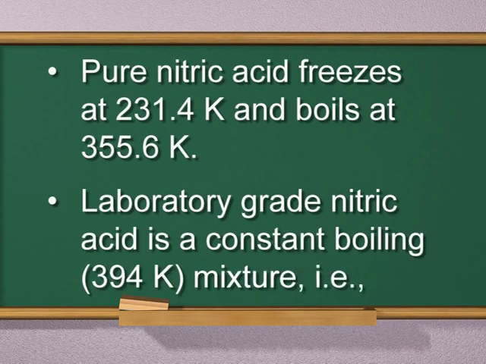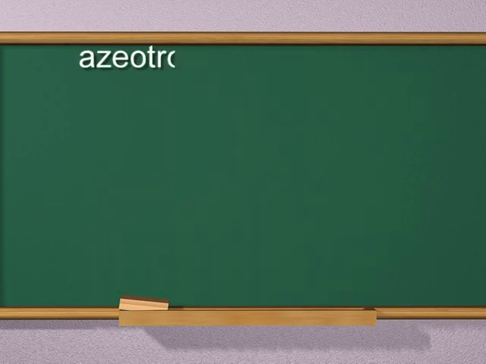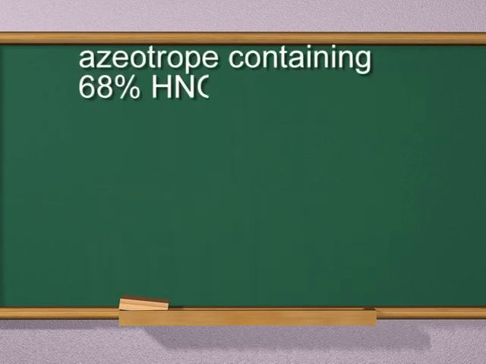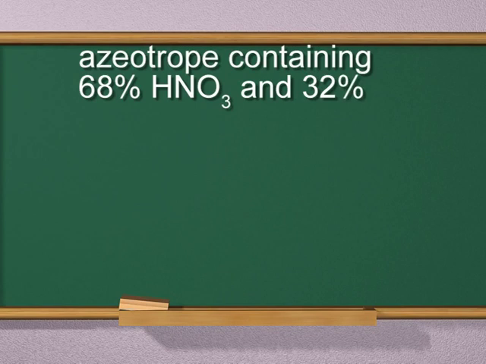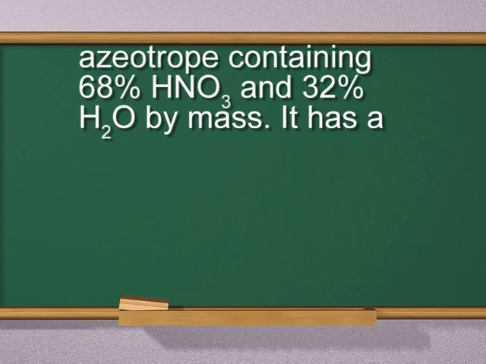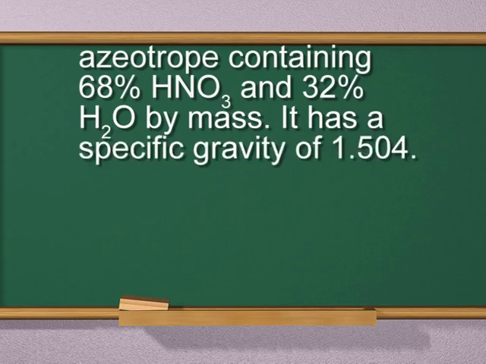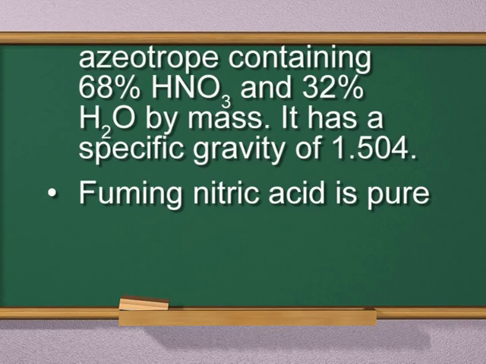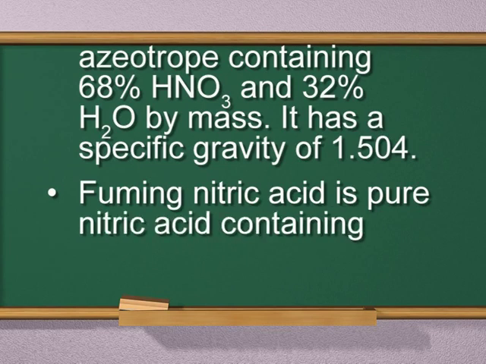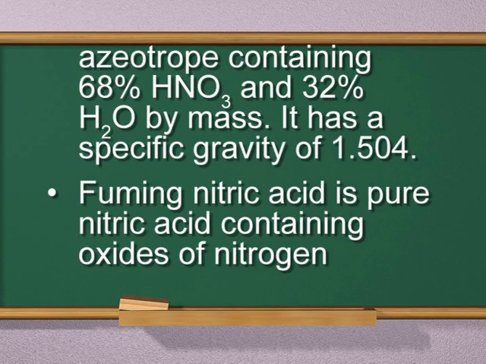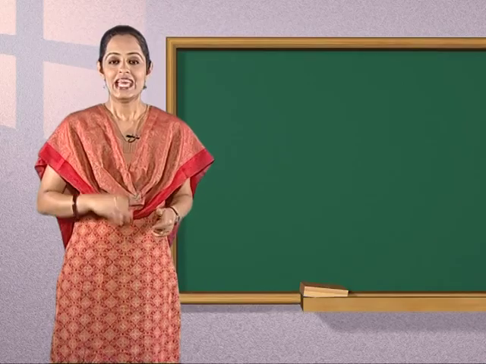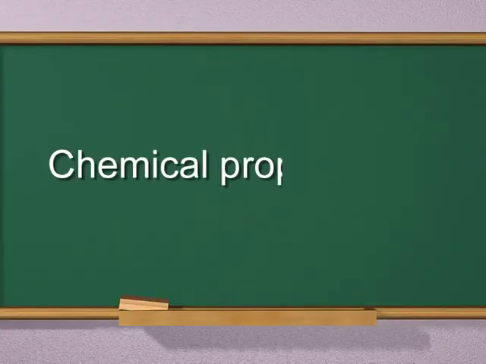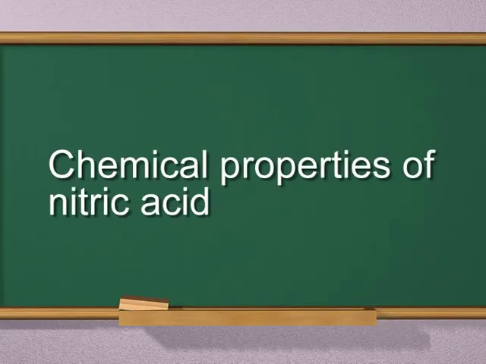Laboratory grade nitric acid is a constant boiling mixture, that is azeotrope containing 68% nitric acid and 32% water by mass. It has a specific gravity of 1.504. Fuming nitric acid is pure nitric acid containing oxides of nitrogen dissolved in it. Let us now learn about chemical properties of nitric acid.